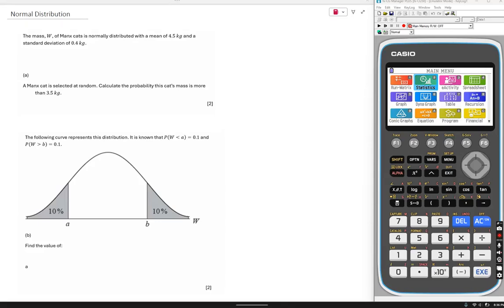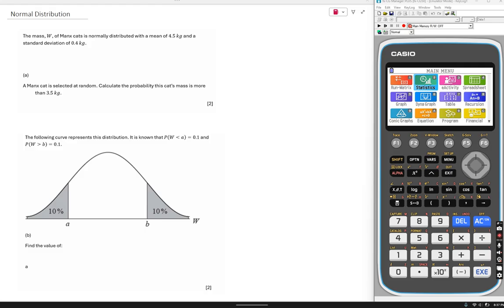Hi everyone, today we have a normal distribution Paper 1 style question. The mass W of Manx cats is normally distributed with a mean of 4.5 kilos and a standard deviation of 0.4 kilos. A Manx cat is selected at random. Calculate the probability this cat's mass is more than 3.5 kilos.